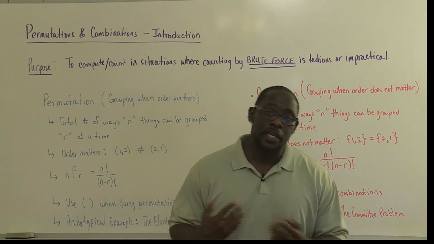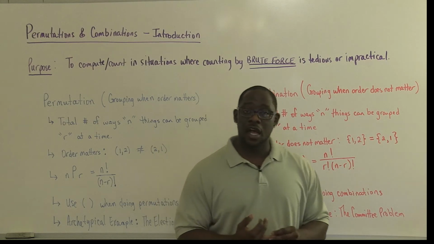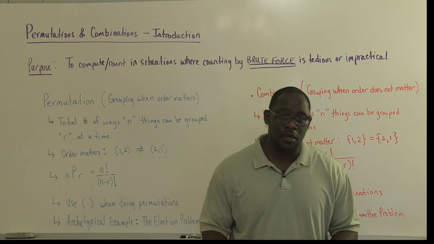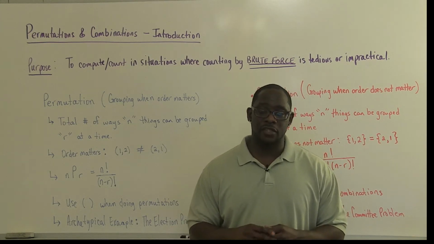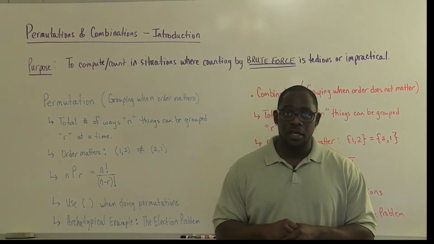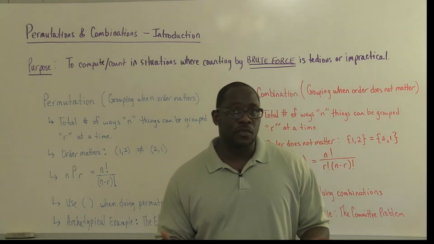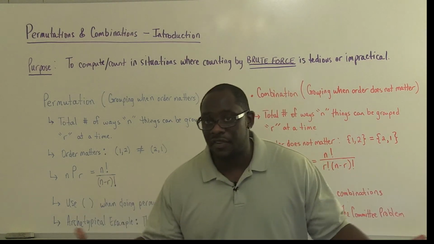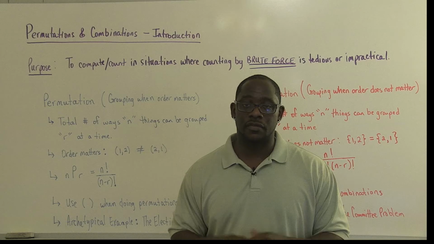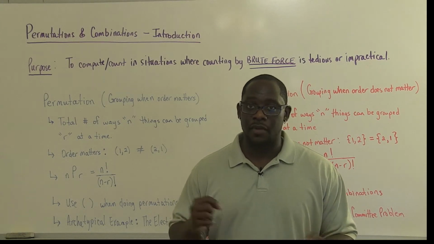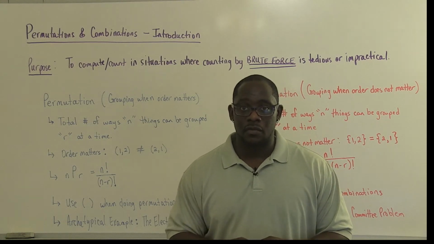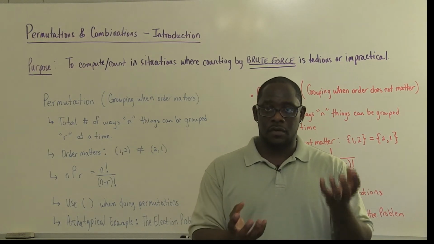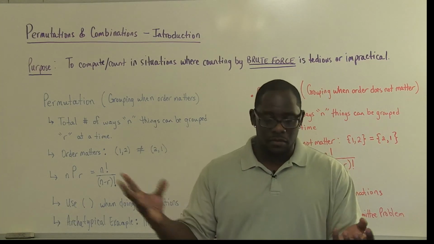So in general, when we talk about permutations and combinations, what we're really trying to do is count a large amount of something without actually having to count it by what we call brute force. What we mean by brute force is, let's say we wanted to group 15 things in groups of 2, and we wanted to figure out how many groups that would be. So we would take 2 things and group them, let's say A, B.